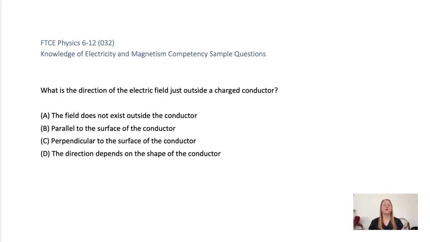What is the direction of the electric field just outside a charged conductor? A, the field does not exist outside the conductor. B, parallel to the surface of the conductor. C, perpendicular to the surface of the conductor. Or D, the direction depends on the shape of the conductor. Let's look at the wrong answers first.